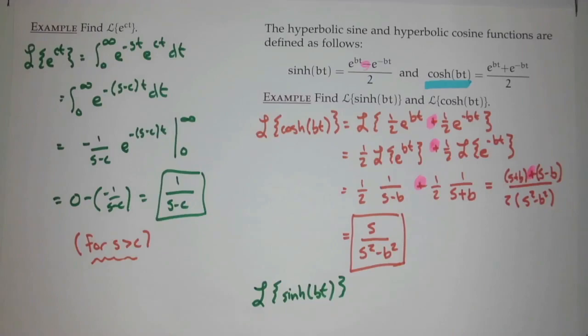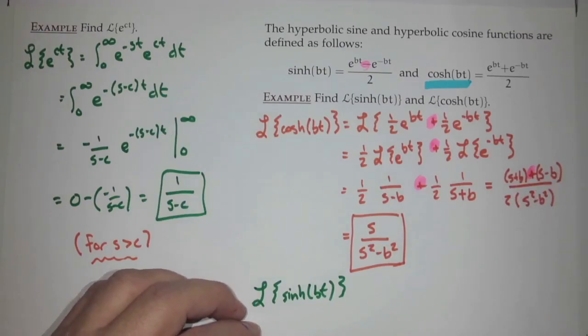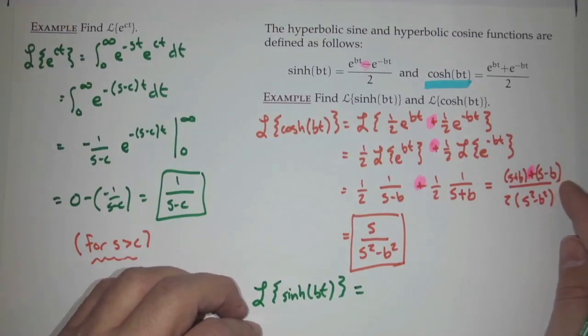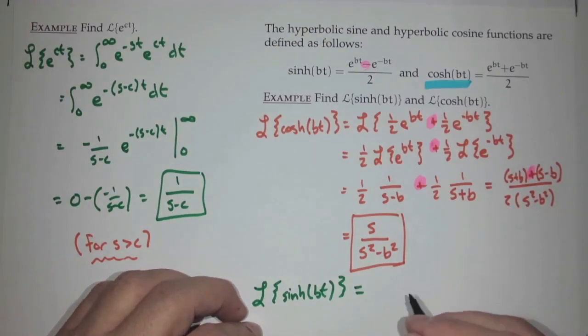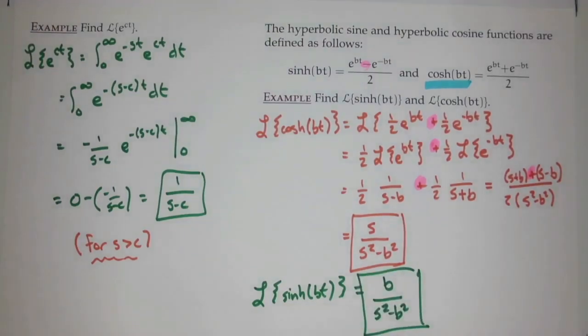So at the end, s plus b subtract s minus b becomes what upstairs? 2b? Or is it not 2b? No, it is 2b. Divided by 2 makes b. So b over s squared minus b squared. And there's the sinh function.